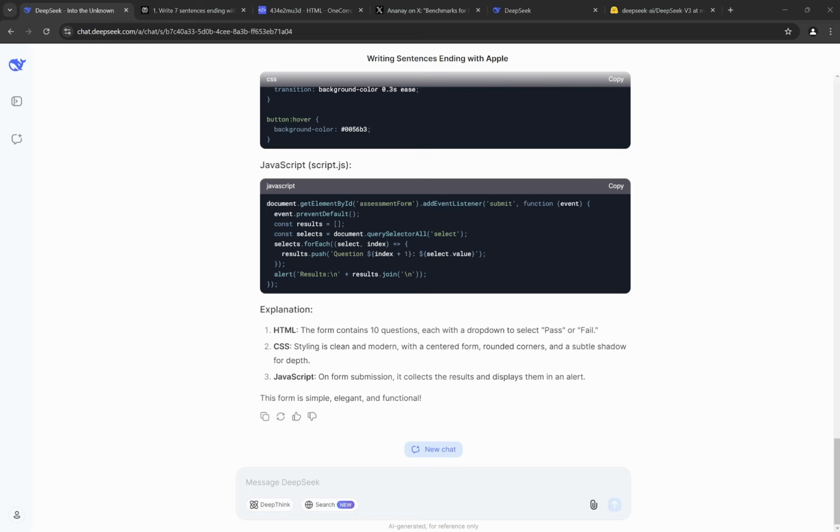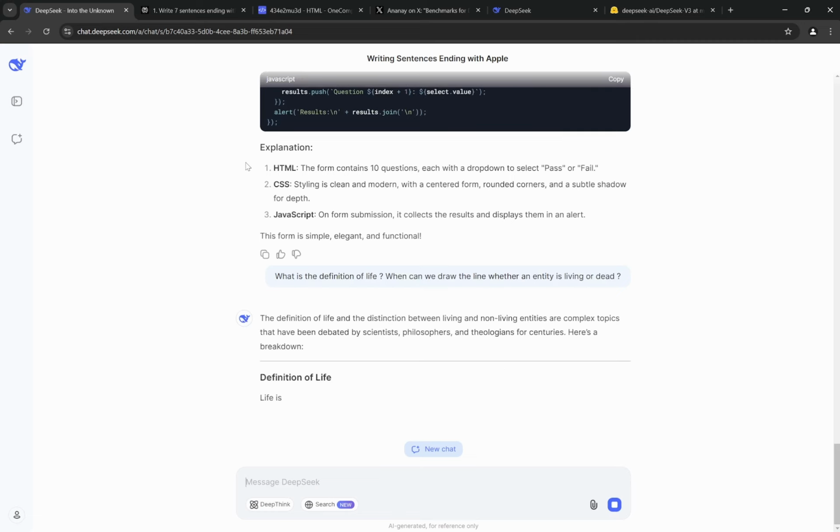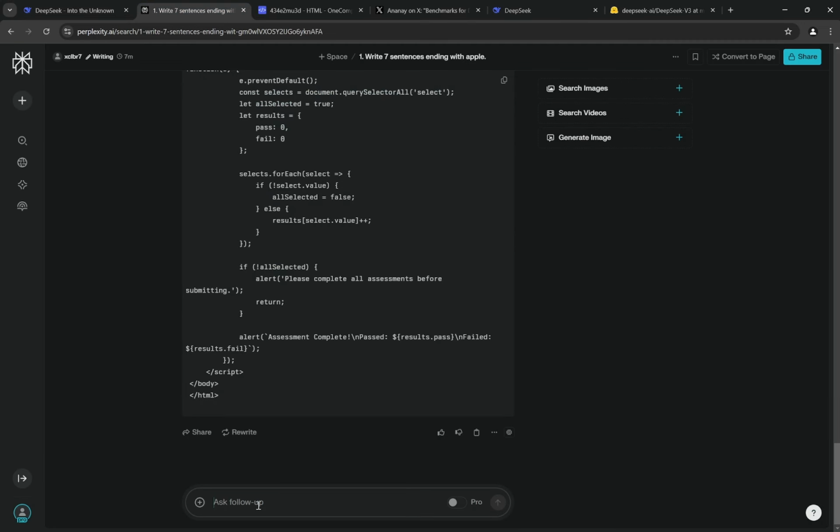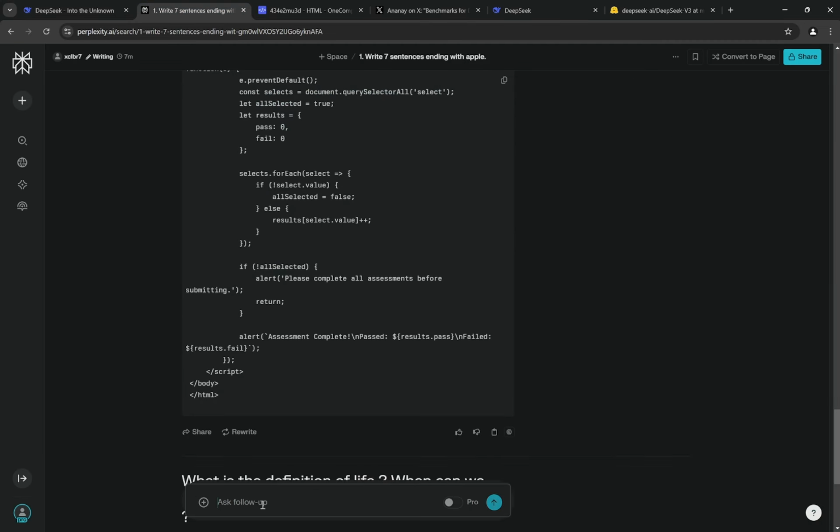Then coming to something a little bit more philosophical, and I have two sets of questions because of that. First is, what is the definition of life? When can we draw the line whether an entity is living or dead? And as you know, this is a topic which people cannot directly answer without thinking. So I just want to see how the models are thinking based on something which is very human.